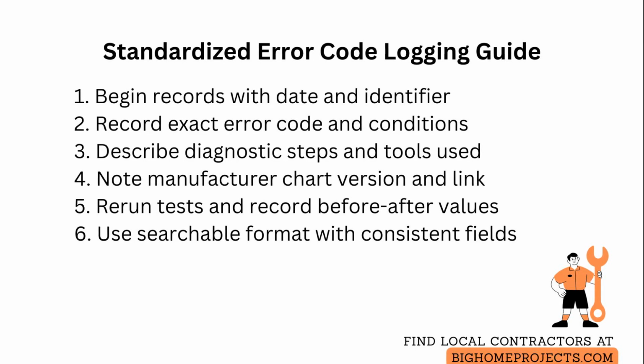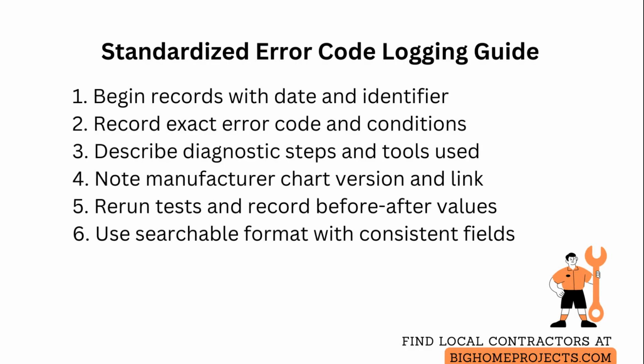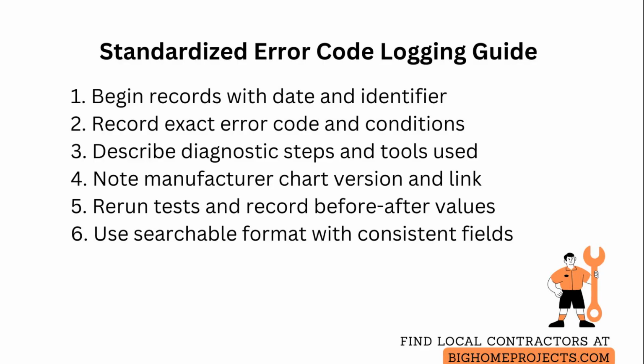If you consult a manufacturer chart, note the chart version and page or link and quote the code interpretation verbatim to avoid paraphrase drift. After any adjustment or repair, rerun the original test sequence and record the before and after values, and include a pass or fail note for each functional check.